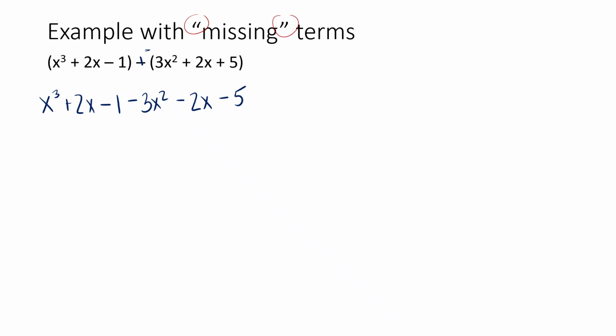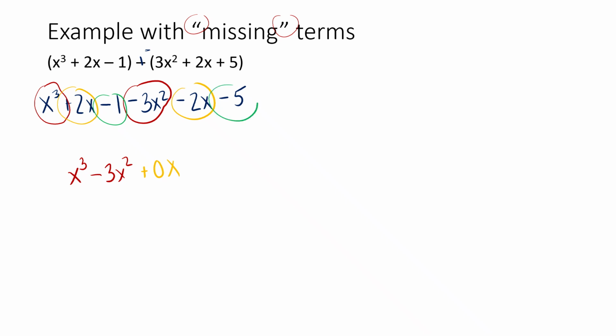And now when we combine them, you'll notice that there is nothing for the x cubed to combine with. So the x cubed comes down. There is nothing for the negative 3x squared to combine with. And so we'll just bring those down. Now here we've got positive 2x minus 2x. Well, that's going to give me 0x. And then we have negative 1 minus 5, or negative 1 plus negative 5, which would be negative 6.